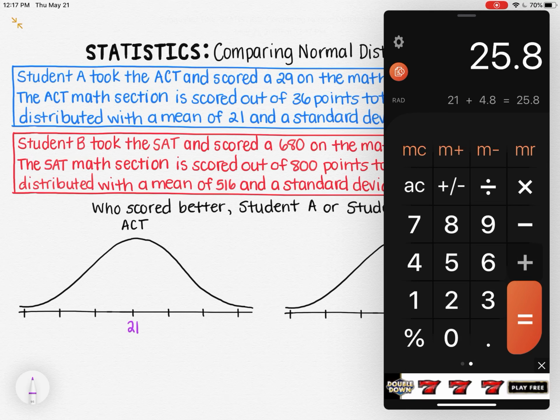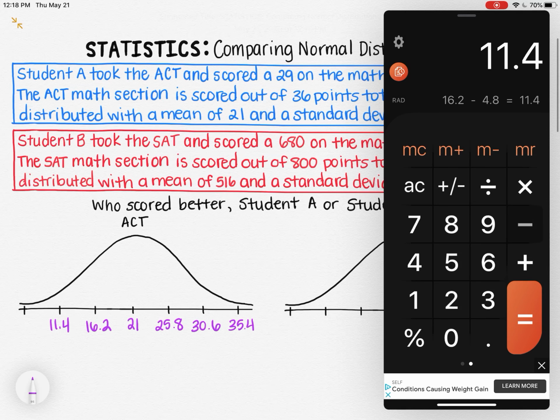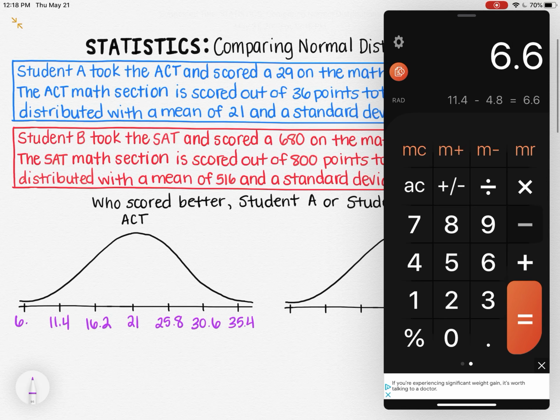21 plus 4.8 gives me 25.8. 25.8 plus 4.8 gives me 30.6. And 30.6 plus 4.8 gives me 35.4. Now, to go to the left, I'm going to subtract my standard deviation from the mean. 21 minus 4.8 gives me 16.2. 16.2 minus 4.8 gives me 11.4. And 11.4 minus 4.8 gives me 6.6.